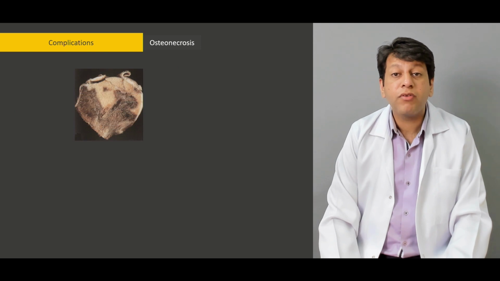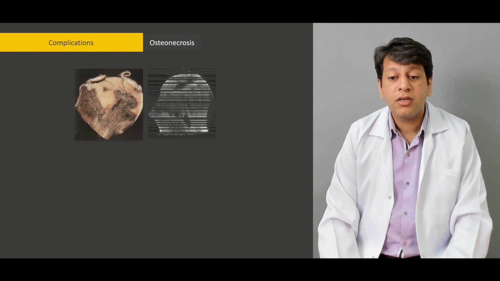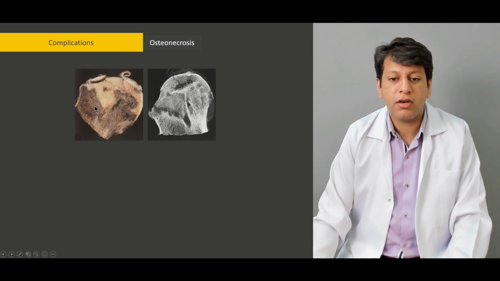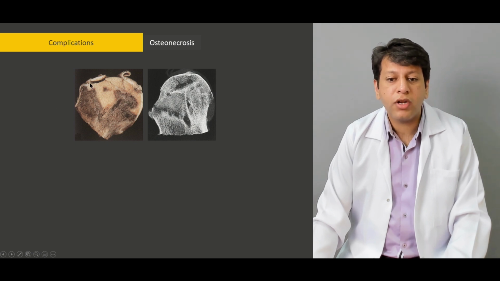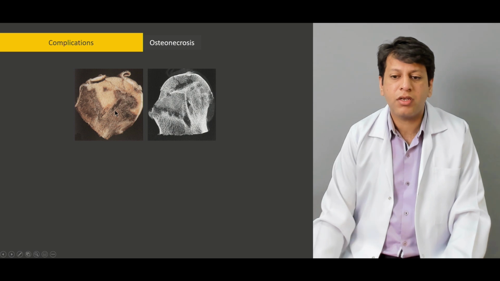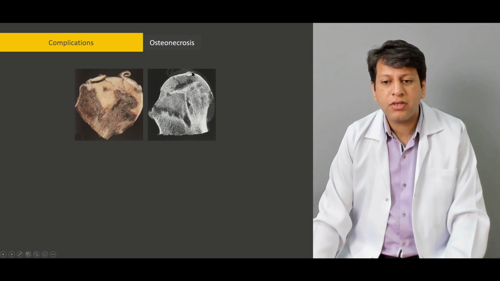Coming to the complication, if osteonecrosis does occur, this is a head that has actually been taken out from a patient who had an osteonecrosis. If you can appreciate, this is the cartilaginous area which is actually eroded, and you can appreciate the subcapital area, and the transcervical area starts right here. All this area is actually necrosed, only some part being left out, and this is extending into the transcervical area.